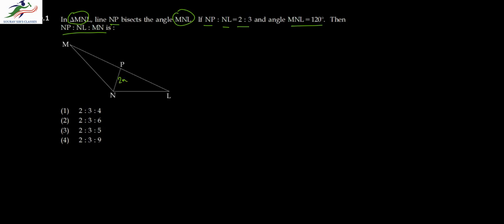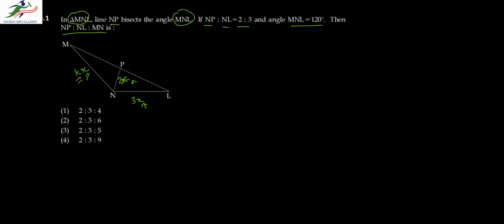Now we start with NP and NL. Since they are given as 2 is to 3 in ratio, we assume their lengths to be 2x and 3x. Now we don't know what is the value of MN, but we have to express it as a ratio with regards to NP and NL. So let's assume the length of MN to be kx, where k is some factor of x, which is the common factor between NP and NL.